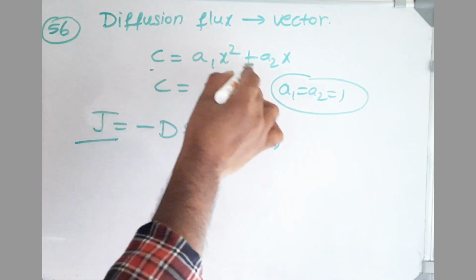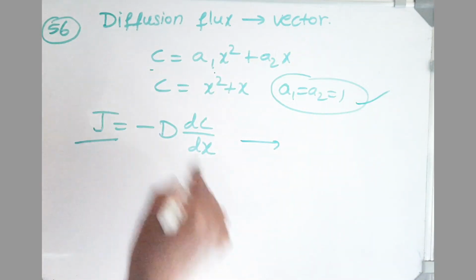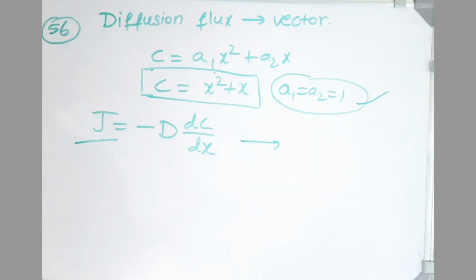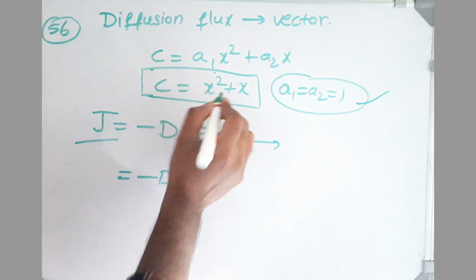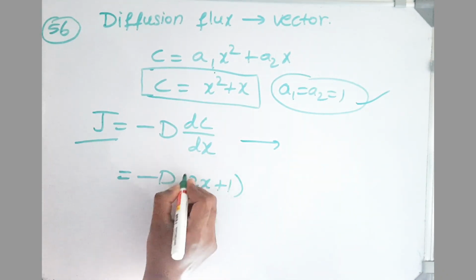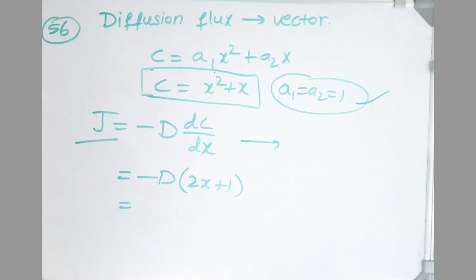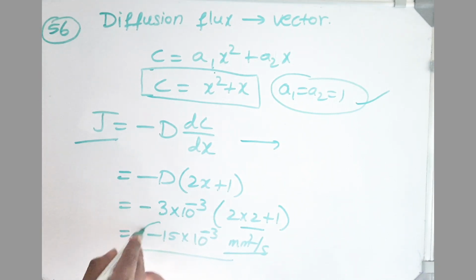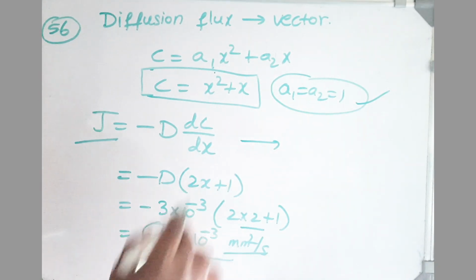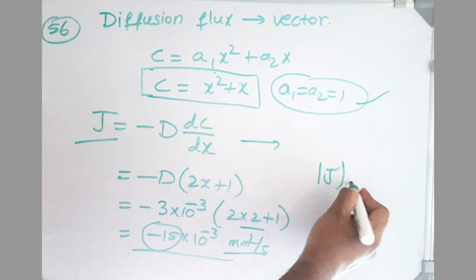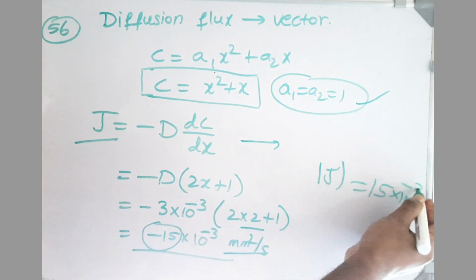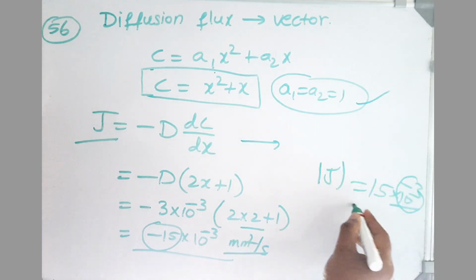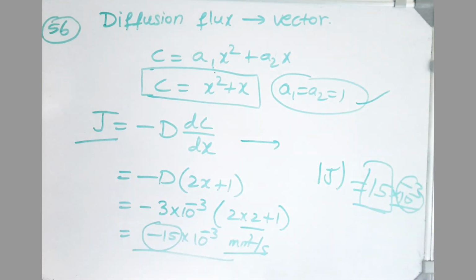C is given as a1 x square plus a2 x, and a1 and a2 are equal to 1. So C is x square plus x. So this will give minus D. Derivative of this is 2x plus 1. So let's substitute the given values. So friends, x is given as 2 mm. We are not changing any units, friends, because the final units are also in mm. So on substituting, we get minus 15 into 10 to the power of minus 3. So it looks like minus 15, but it is a vector. So the magnitude is 15 into 10 to the power of minus 3. The 10 to the power minus 3 is already given in the question. So our final answer is 15.